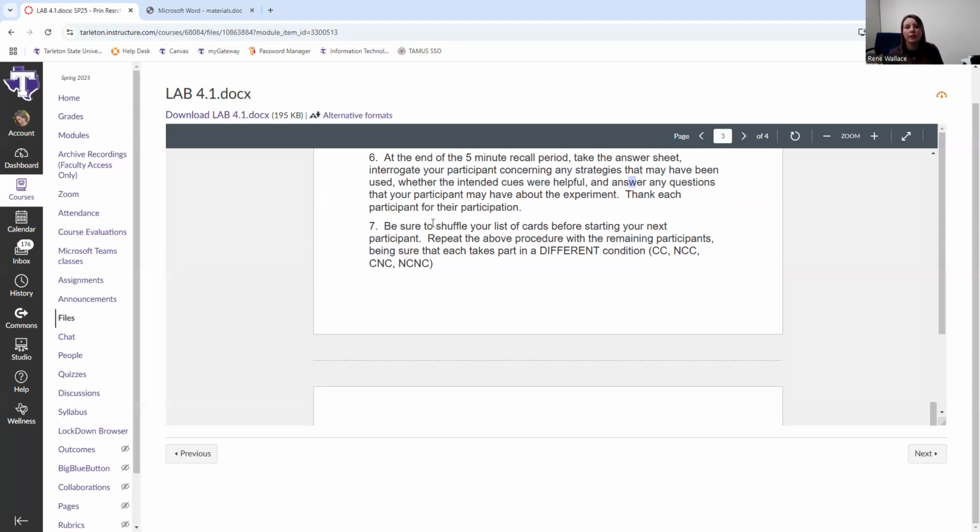Be sure to shuffle your list of cards before starting with your next participant. So you don't want them in the same 1 through 24 order for every participant. So just kind of shuffle them around between each of your people. Then do everything again, but read the instructions for each section, right? Because all 4 participants are doing something a little bit different.